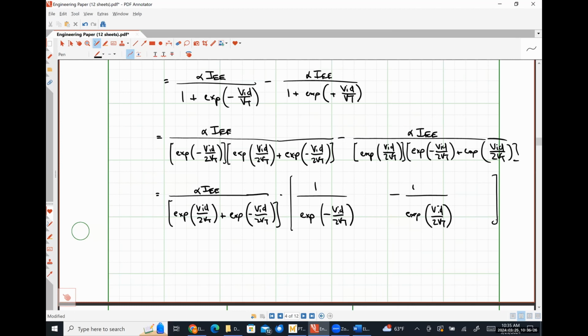So I'm going to multiply this guy by this over this, effectively just a fancy one. And I'm going to multiply this guy by this over this. Which is going to make that one look like exp of VID over twice VT. Here I'm going to have exp of negative VID over twice VT.